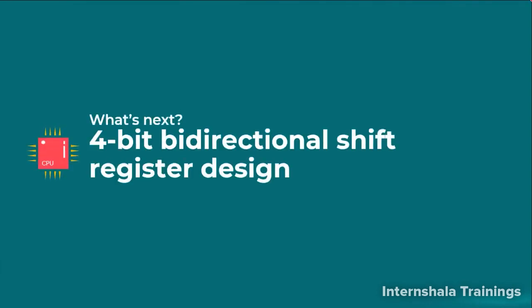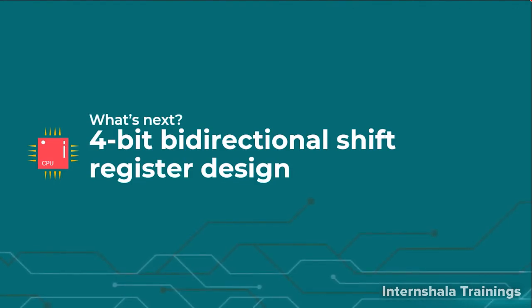So students, now we know about the types of registers. Let us implement one of them, and that is the 4-bit bidirectional shift register. We'll talk about it in our next video.